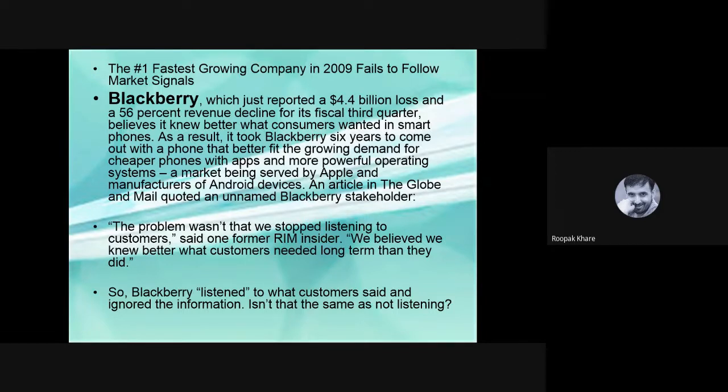The problem, there was somebody from the organization. He said once in an interview, the problem wasn't that we stopped listening to customers. Customers were saying it and people were listening to it. But then we believed we knew better what customers needed long term than they did. So they were listening, they were hearing what people were saying, but they were not responding to it, they were not comprehending it, they were not working on it. So partial listening, it was not proper listening. BlackBerry listened to what customers said, and ignored the information. Is that listening? Of course not.